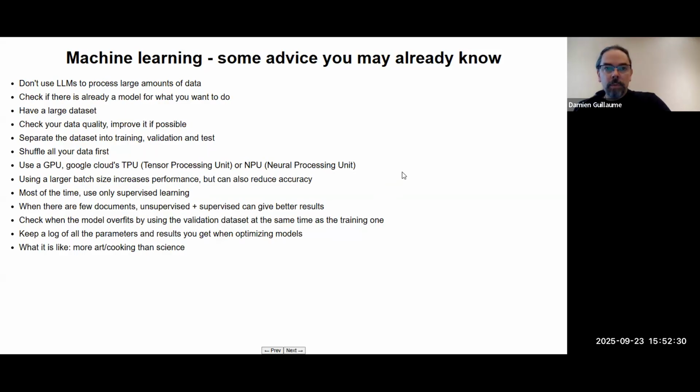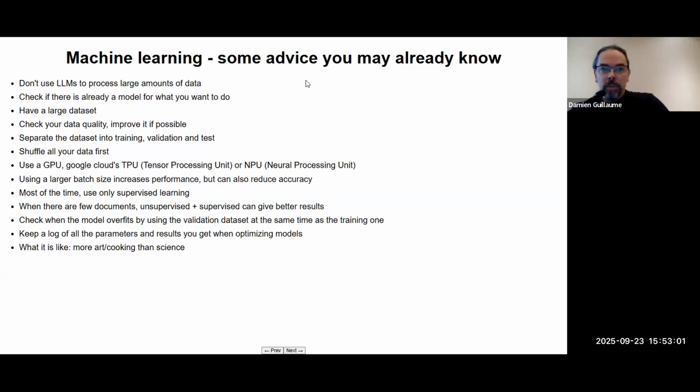Some advice about machine learning. Sometimes you learn the hard way. If you want to do similar experiments, you should know. First, don't use LLMs to process large amounts of data. It doesn't go well, unless you've got a lot of servers. LLMs are great to get answers for just one question, but for many records, it's really slow.